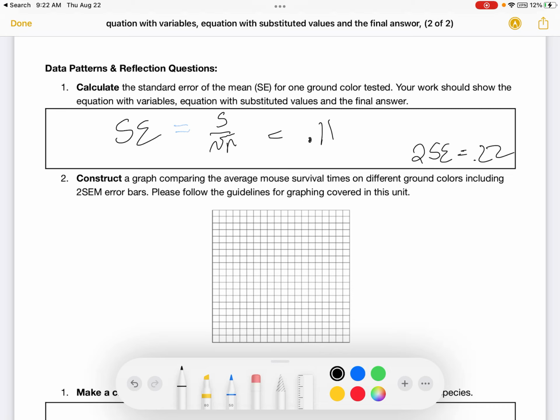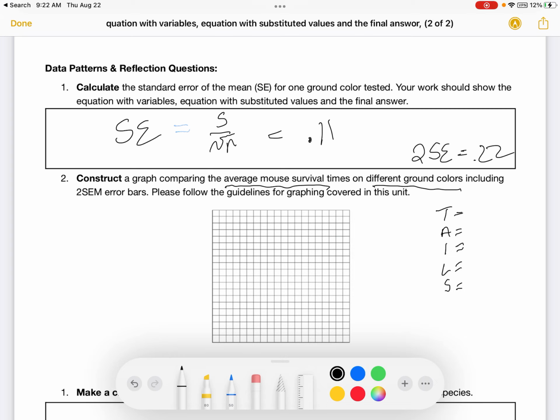When you get down to the graph, you always want to check what you need to graph. In this case, you're comparing average mouse survival times on different ground colors, and then we're going to draw on error bars. Really quickly, and I'll go through this in class, when you're setting up a graph, it's a good idea to use the TAILS checklist. It's very similar, just maybe out of order to the checklist that you have in your notebook. If you just want to use that checklist in your notebook, that's fine.